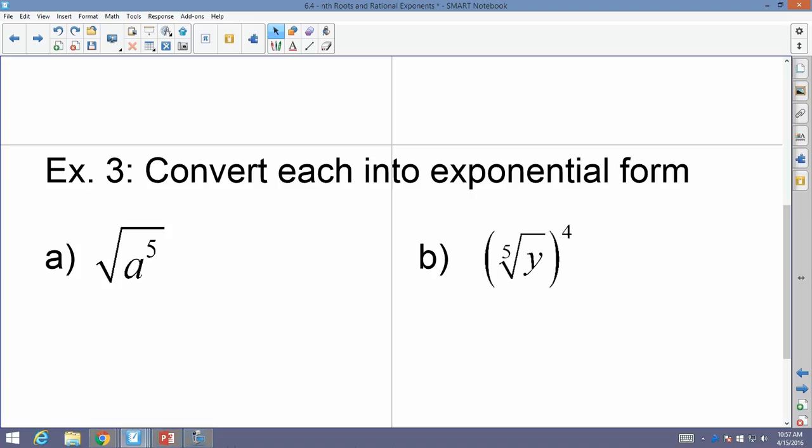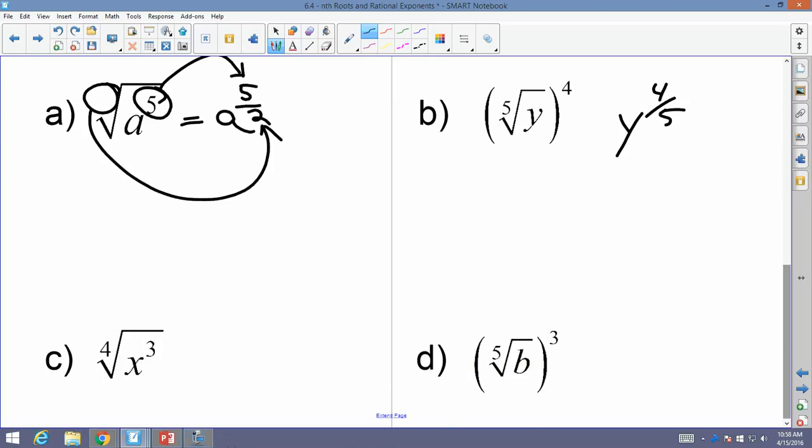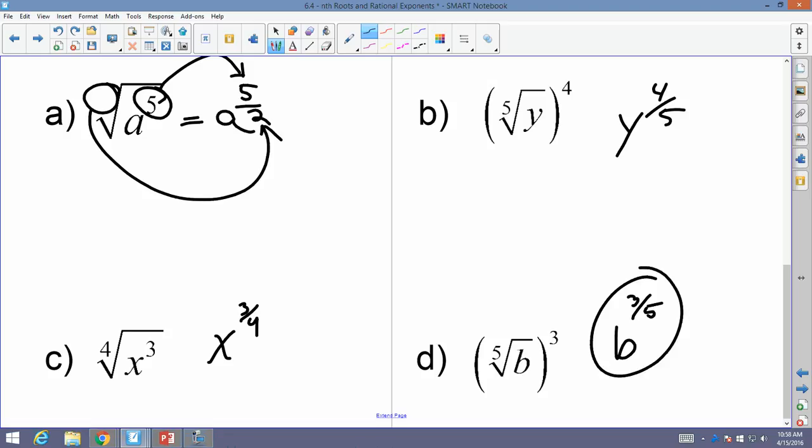Now I want to convert this into exponential form. Okay? Exponential form. This is going to be a to the 5/2. The exponent in the radicand is the numerator. The index is the denominator. What would b be? Y to the 4/5. Very good, my brothers. Very good. What about c? What would that be? This is x to the 3/4. And you know what? I don't like the way I wrote that. Make sure that it's up at the top. X to the 3/4. How about d? B to the 3/5. Very good. It's not bad once you understand the mechanics of it. It's very easy. Thank you, my brother.